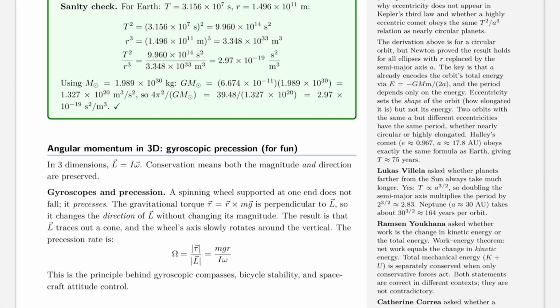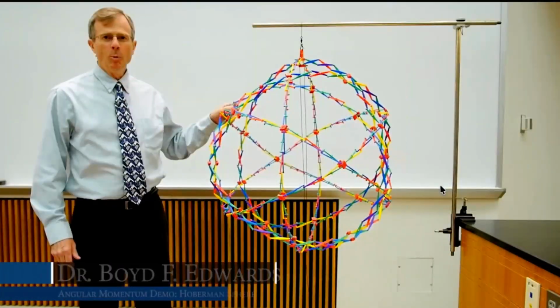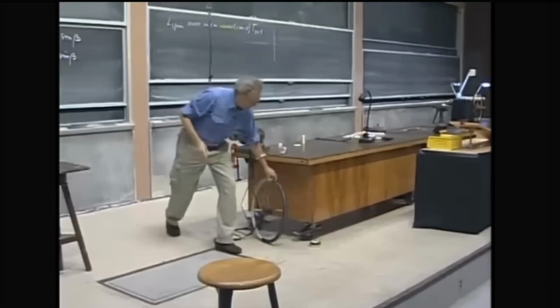So next we will talk about gyroscopic precession. Gyroscopic precession will not be part of exam 3 and the final exam, so don't worry too much. But it's actually a really remarkable system. So basically we have a gyroscope, and it looks like this gyroscope.